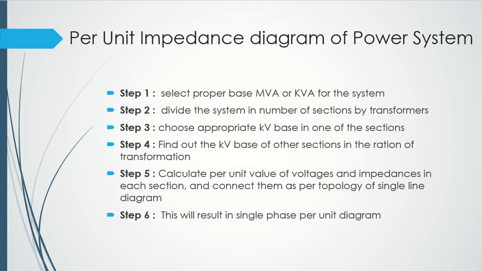Then we come to the fifth step. What do we do in the fifth step? We calculate the per unit value of voltages and impedances in every single section, and then we connect them as per the given topology we have in the single line diagram. When we connect them as per the topology, we will get the single phase per unit diagram of my power system, or whatever system you are dealing with.